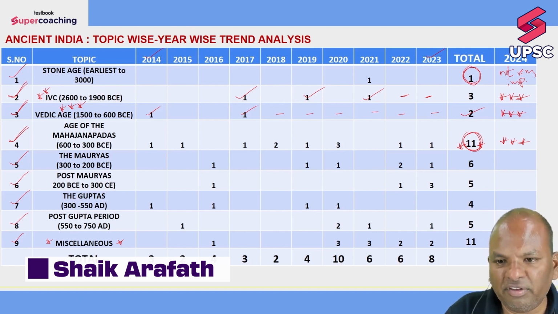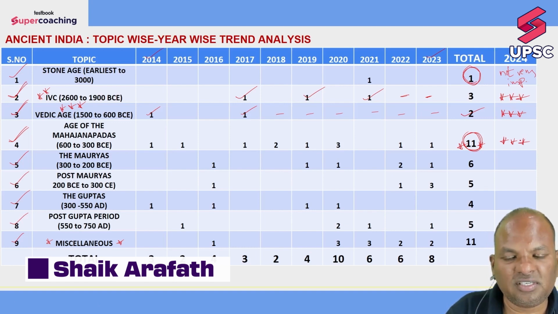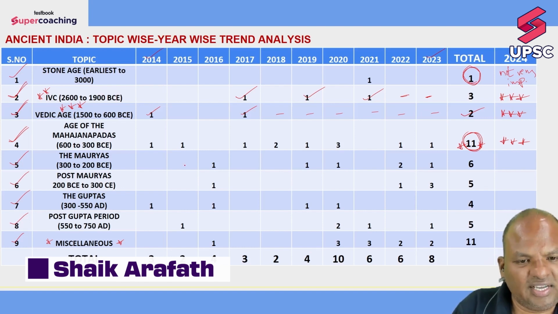So of the first 4 chapters, I would say the second, third and fourth chapters are very, very important for this year's prelims. And take a look at the Mauryas. Mauryas are very important. Questions have been asked in UPSC, but on and off.